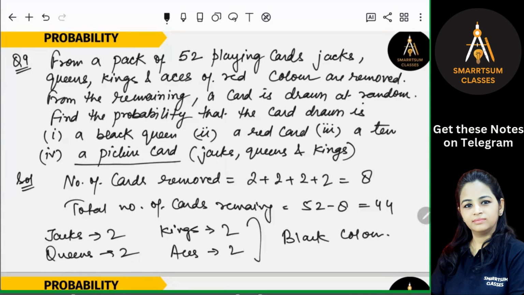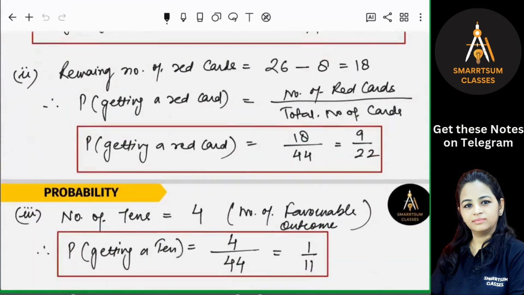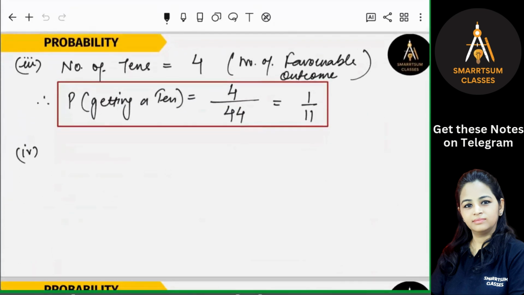Now, what does picture include? It includes a jack, queen, or a king, right? That means when you draw a card at random among these 44 cards, which are left after removing 8 cards, you are getting either a jack, a queen, or a king. So this we have to find in this fourth part. Now, what will we do? We will first find out how many total picture cards are left in these 44 cards.